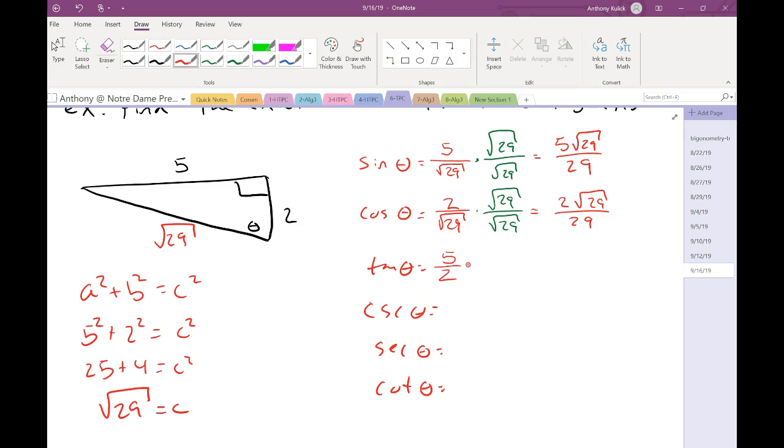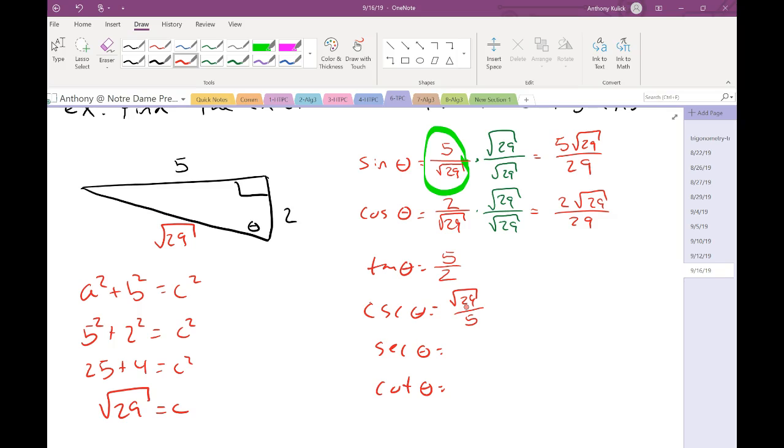It is hypotenuse over opposite, or I can think about it as the reciprocal of sine. That's probably the easier way to think about it. So I know what sine is equal to. Cosecant is its reciprocal, so I can just write it as the square root of 29 over 5. Since I knew what sine was, I can find cosecant really easily.